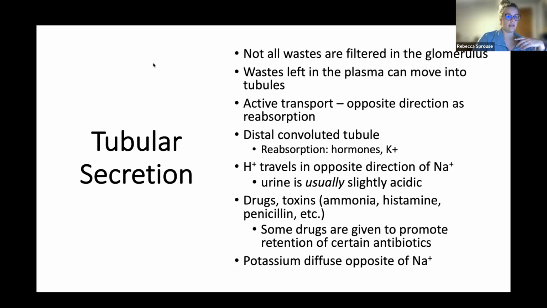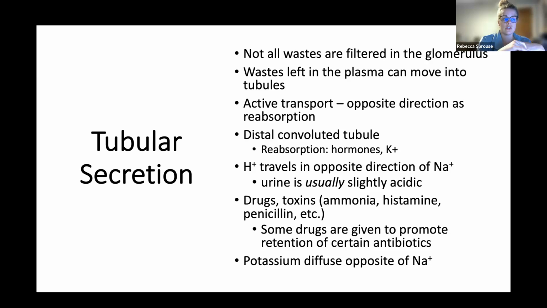Now, not all wastes are filtered in the glomerulus. Some are left in the plasma and need to be secreted later. So now we're in secretion. So that was all reabsorption. Now we're in secretion, which is the removal of wastes from the bloodstream into the tubules, maybe things that pass the glomerulus, past that first checkpoint. So these things are going to be transported into the tubule system by active transport. A lot of this is going to occur in the distal convoluted tubule.